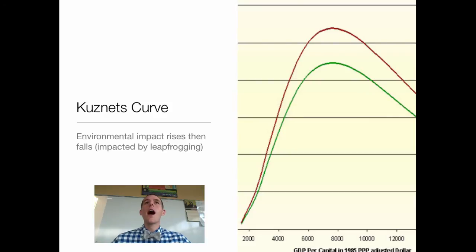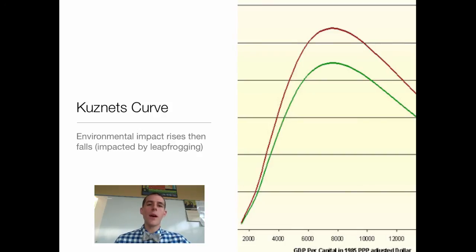Or you can think about light bulbs. You've got a traditional incandescent light bulb that burns 65 watts of power. Over time, a country becomes more wealthy, and you can start to have those compact fluorescent bulbs, which only burn like 13 watts of power. So there is a point at which a country's environmental impact can start to go back down.